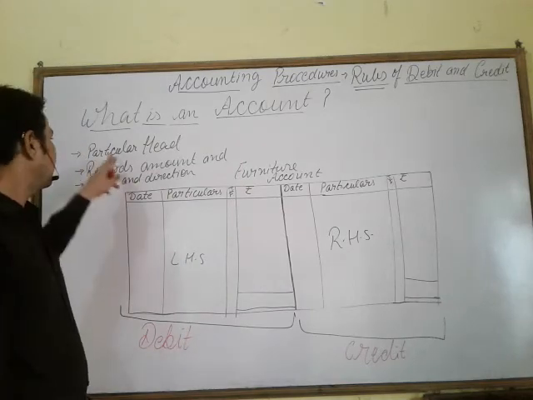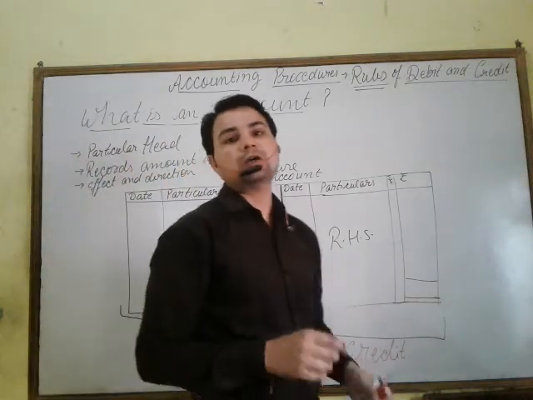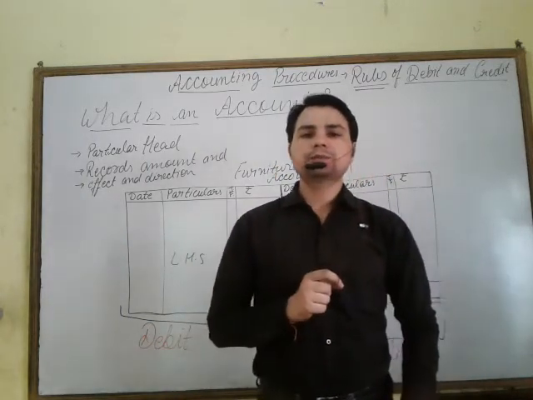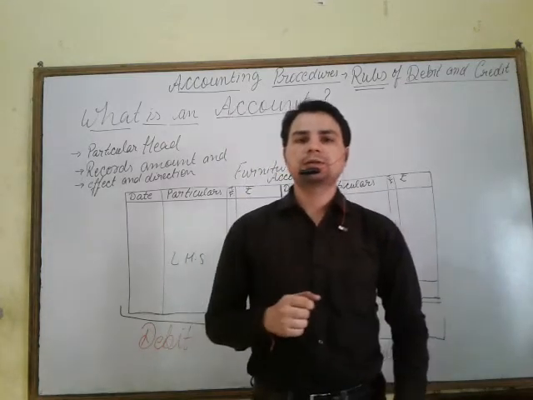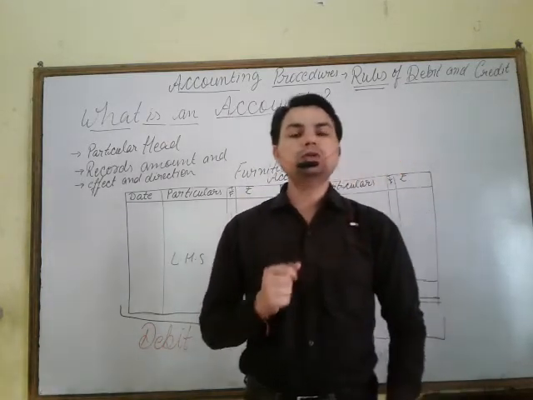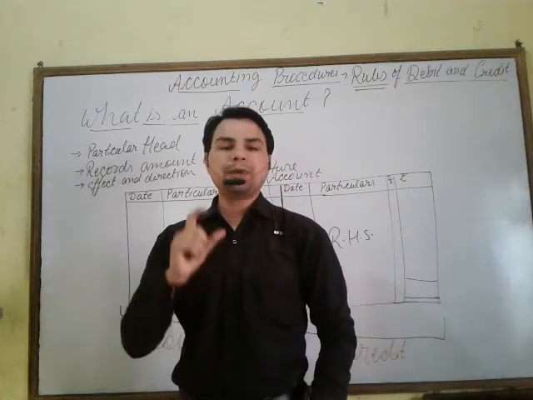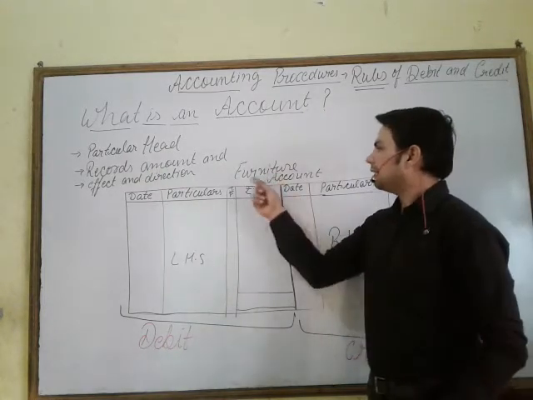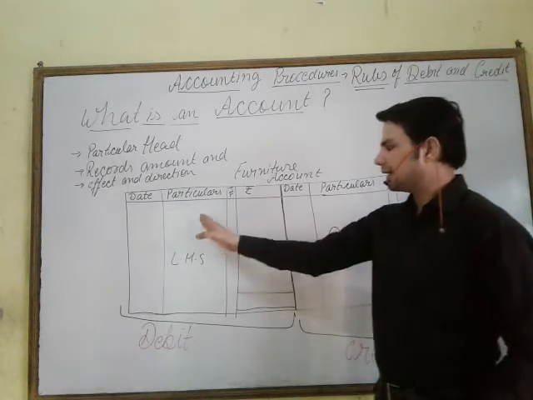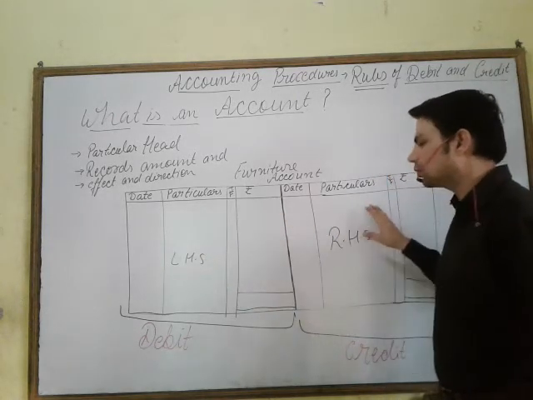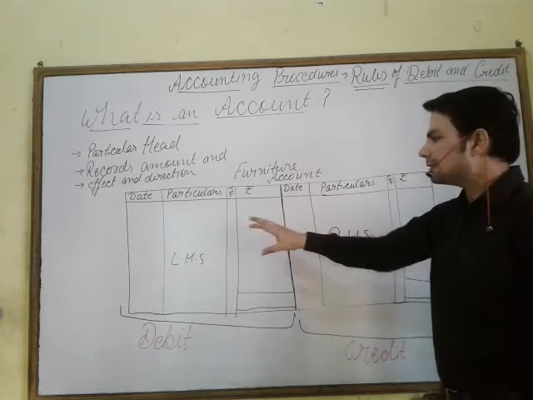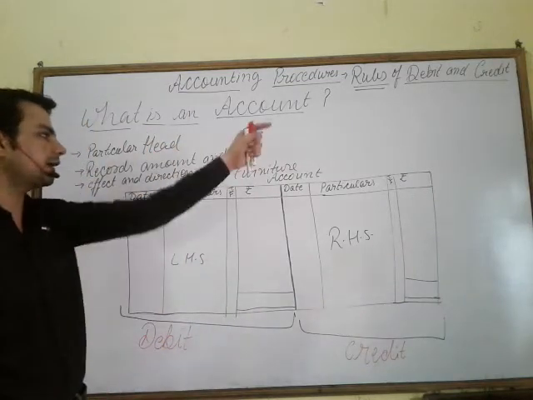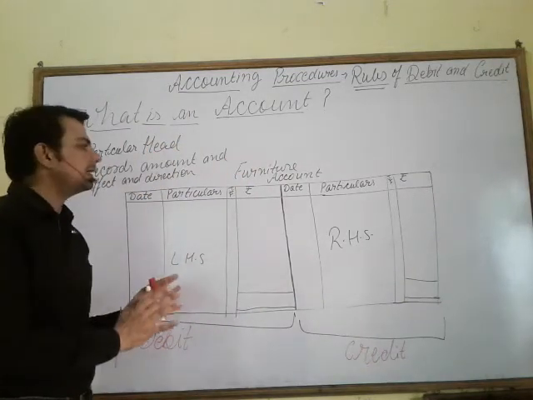Another example: if someone is purchasing Maruti 800 in the business, or Alto, Maruti Suzuki, BMW, you are not going to open separate accounts. A particular head shall be given, that is car account. So car account will be opened, where on the left hand side you will record the increase and on the right hand side you will record the decrease. But this increase and decrease rule gets changed according to the rules of debit and credit. But simply in this video you are to learn what is an account.